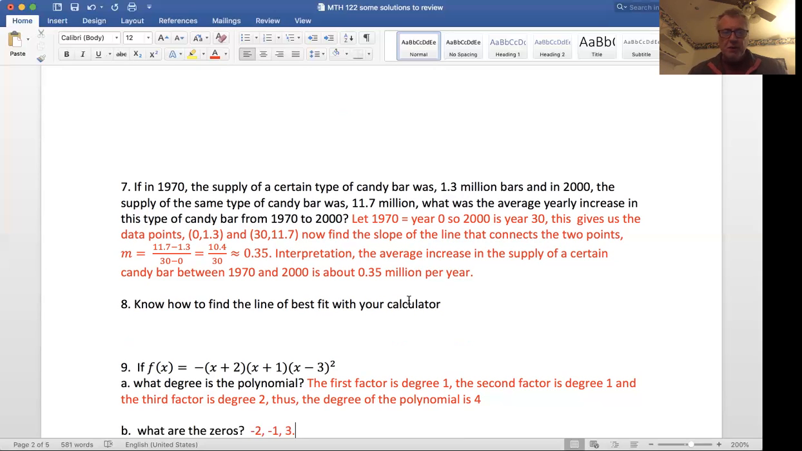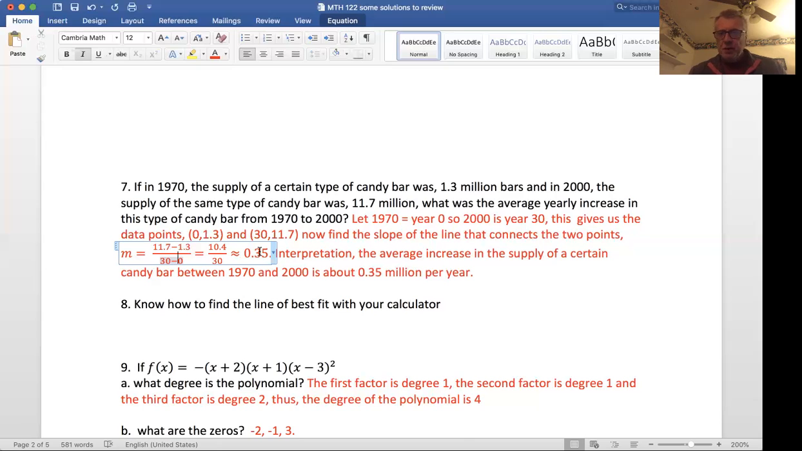So m equals the difference in y's divided by the difference in x's. I decided to start out with 11.7 in the numerator, and I subtracted the 1.3, which means I have to start with a 30 down here and subtract the 0. So that gives us 10.4 over 30, which is about equal to 0.35.